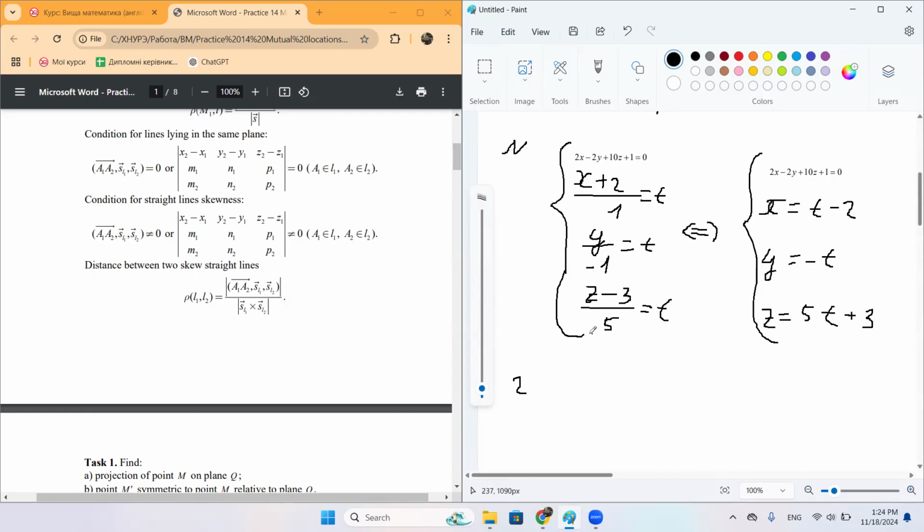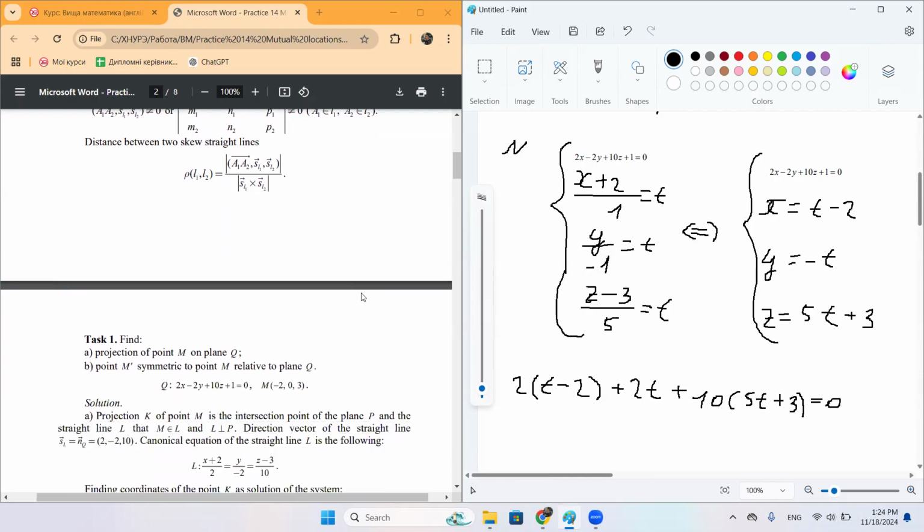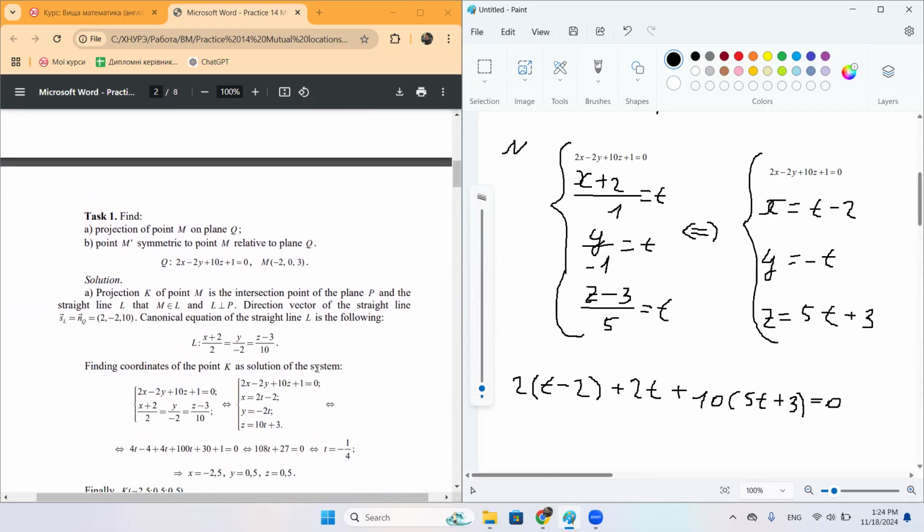And now let's write down the equation of the plane with substituting x, y, and z with these parametric expressions. So 2t minus 2 minus plus 2t plus 10, 5t plus 3, and it equals 0. Just let me verify here if everything is correct. Yeah, let's expand the brackets first of all.